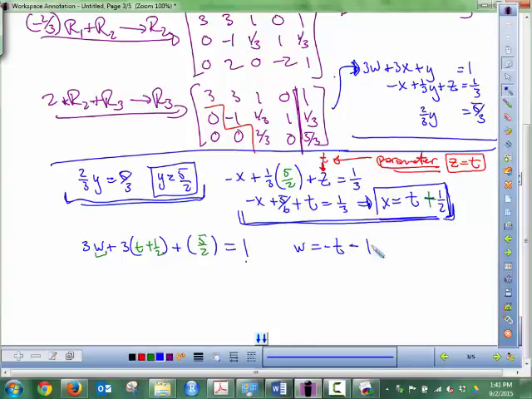Okay. Need 2 nods. Yes? Yes? Yes. All right, moving on. Let's put a box around that. Okay. Well, I think that's it. I got my x, my y, my w, w, x, y, z. So that's all solved for.